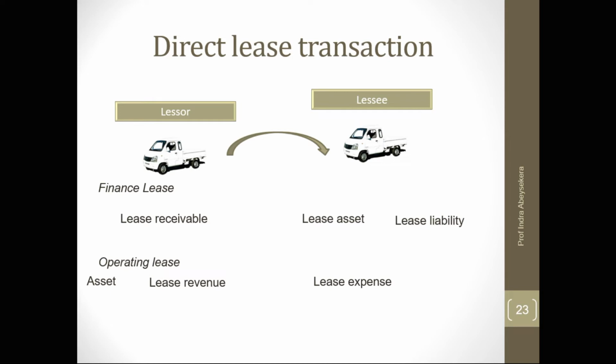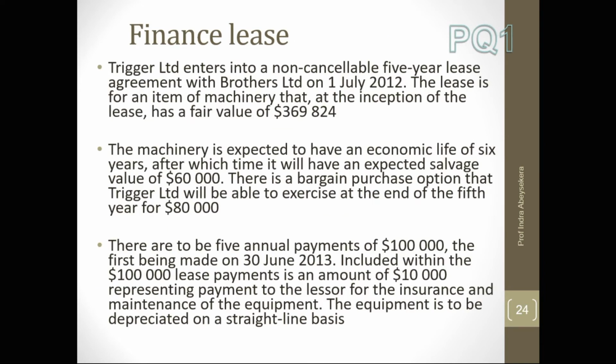If it is an operating lease transaction, the lessor will have an asset and lease revenue, and the lessee will have lease expense. So let's look at how we can apply this. T entered into a non-cancelable 5-year lease agreement with B on 1st of July 2012. The lease is for an item of machinery.